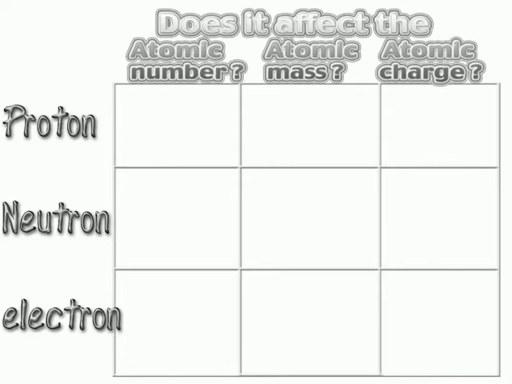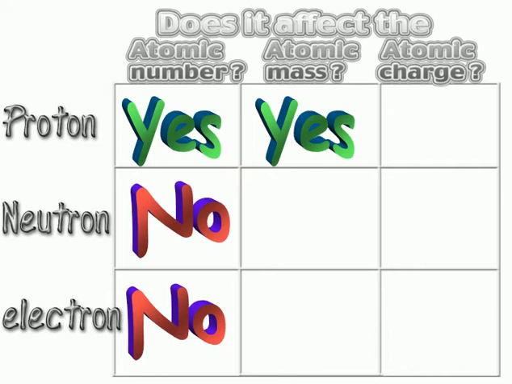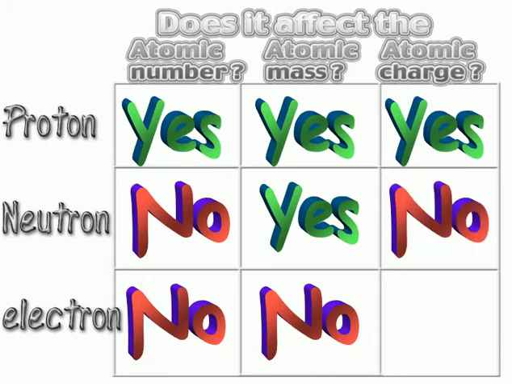Do protons, neutrons and electrons affect the atomic number, atomic mass, and atomic charge? Yes, the proton has a significant role in the atomic number. Neutrons have no effect on atomic number, and similarly electrons have no effect. The atomic mass of an atom depends on protons as well as neutrons, but electrons have no role in atomic mass. The atomic charge of an atom depends on the protons and the electrons, while a neutron has no charge, so the atomic charge doesn't depend on the neutron.